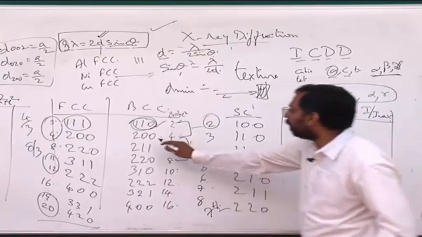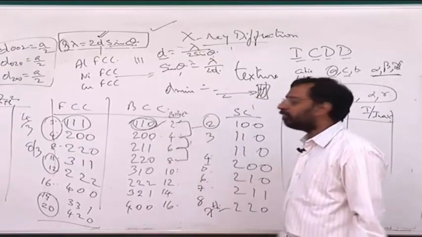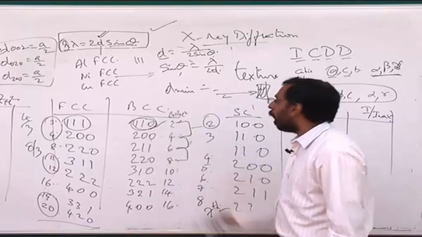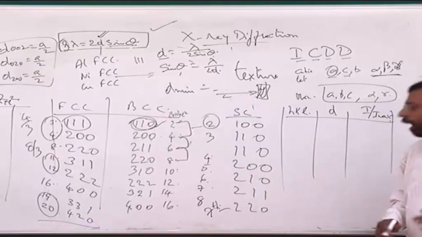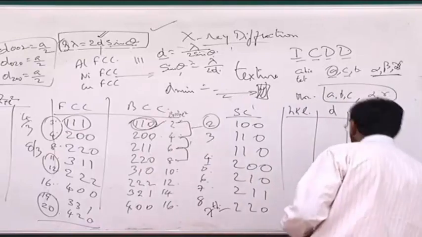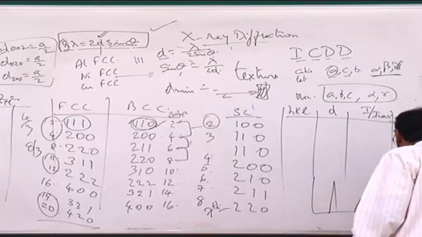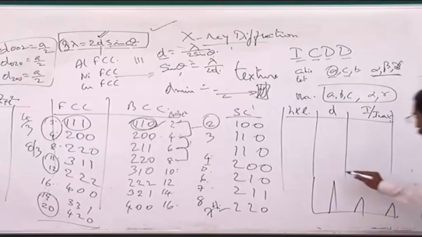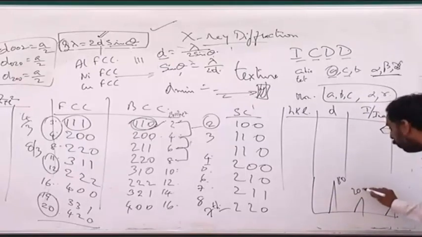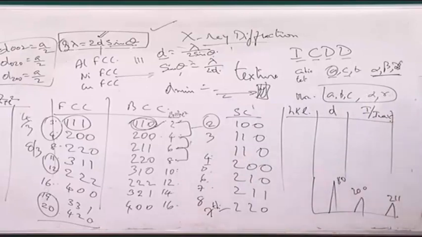And you may see that the 200 peak may be larger in intensity than 110, or 110 may be even almost 0. So this can happen. Otherwise, usually if you take a BCC pattern, 110 will be higher, 200 will be smaller, and the 211 will be further smaller, and so on and so forth. This will be 110, this will be 200, and what is the third one? 211. This is how it goes on.